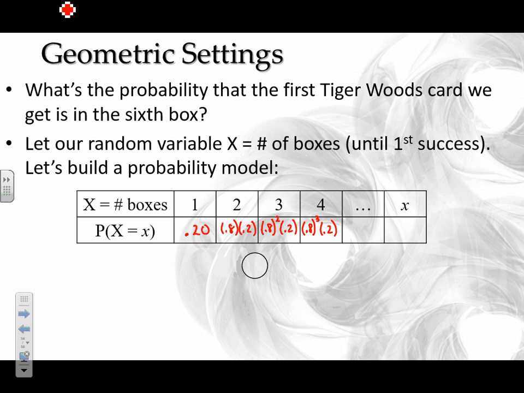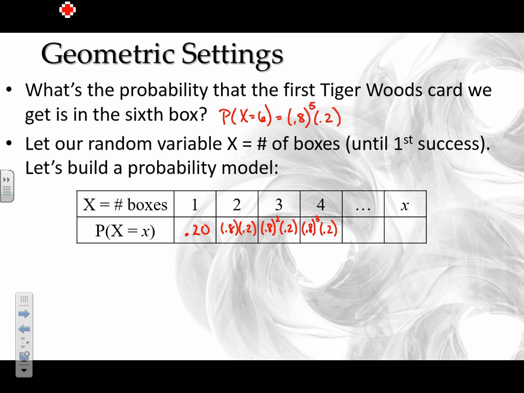So, if I want the probability that the first Tiger Woods card we get is in the 6th box, what does that mean? It means that I failed 5 times. So I take 0.8 to the 5th power times 20% for success. Okay? So then you can plug that in your calculator, get your answer from there.